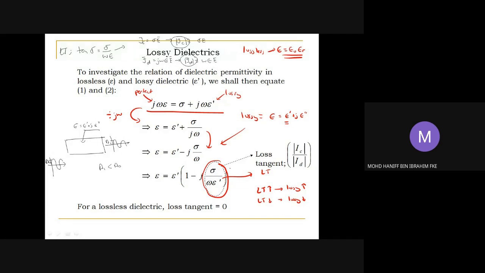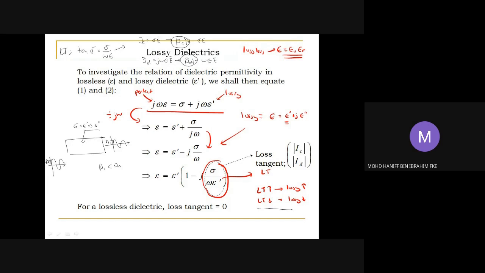So when we have a higher loss tangent, the dielectric is said to be very lossy, and when we have a small loss tangent, in which the sigma is smaller, the dielectric is said to be less lossy. So this is the concept that I want you to understand on the loss tangent.